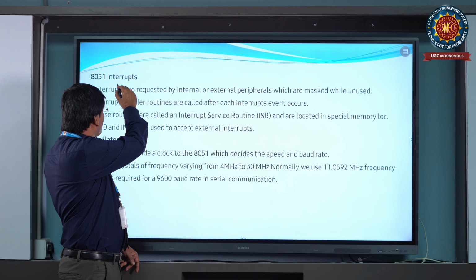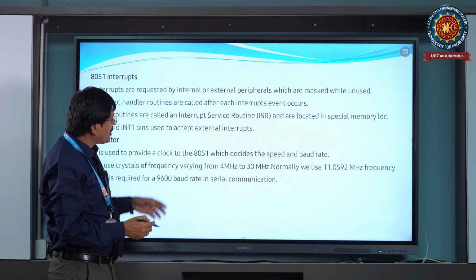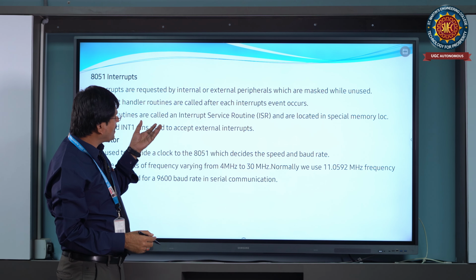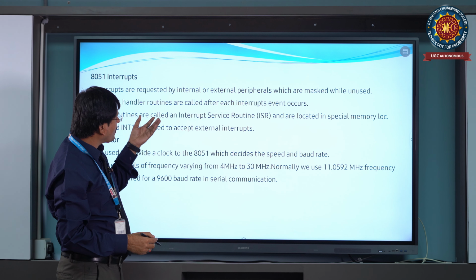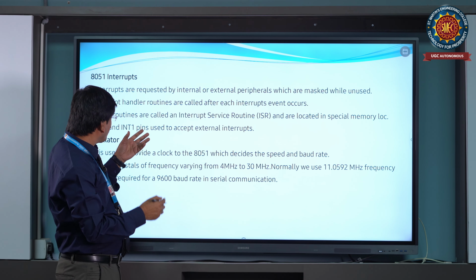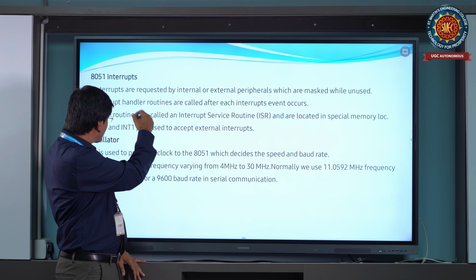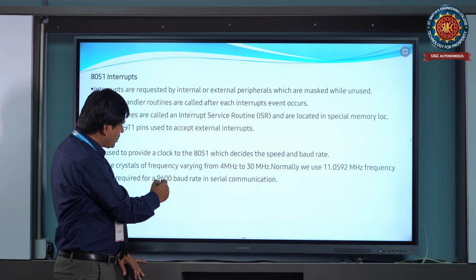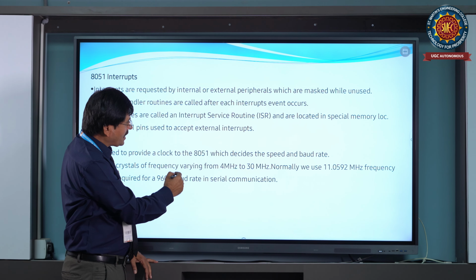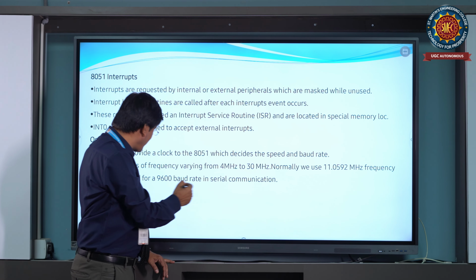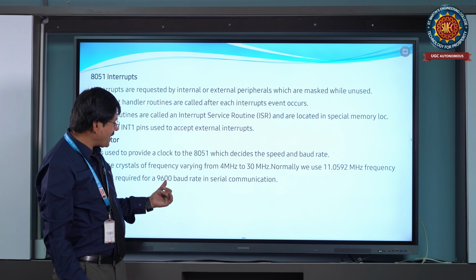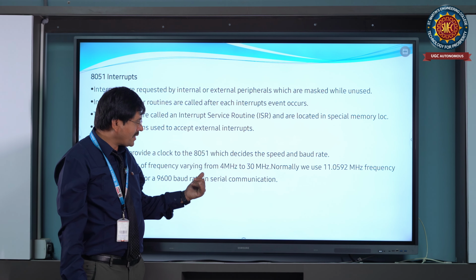And in this microcontroller, interrupts are also important when the device is required for interrupt operations. We have a total of five interrupts, which we will see in these specifications. And the oscillator, as I just told you, provides a frequency of 4 megahertz to 30 megahertz, and the baud rate is 9600 bits per second.